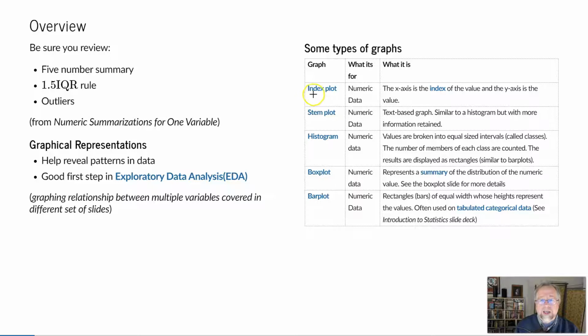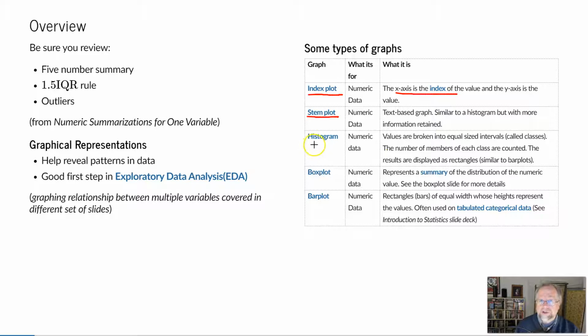The graphs we're going to look at are going to be an index plot, and that's where each value in the variable is displayed in the order in which it appears. So if it's the first number, its x value is 1. If it's the fifth value, its x number is 5. That's the index. Then we're going to do a stem plot, and a stem plot is kind of cool. It's a text-based way to describe numeric data. You'll see how that goes.